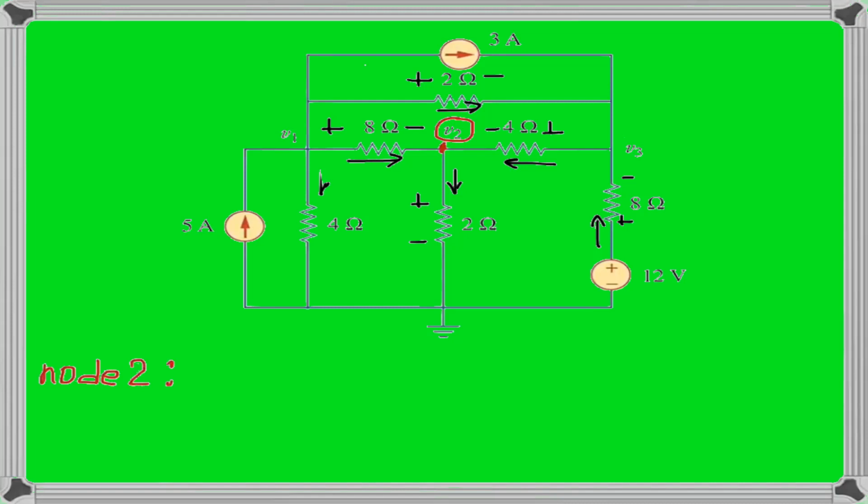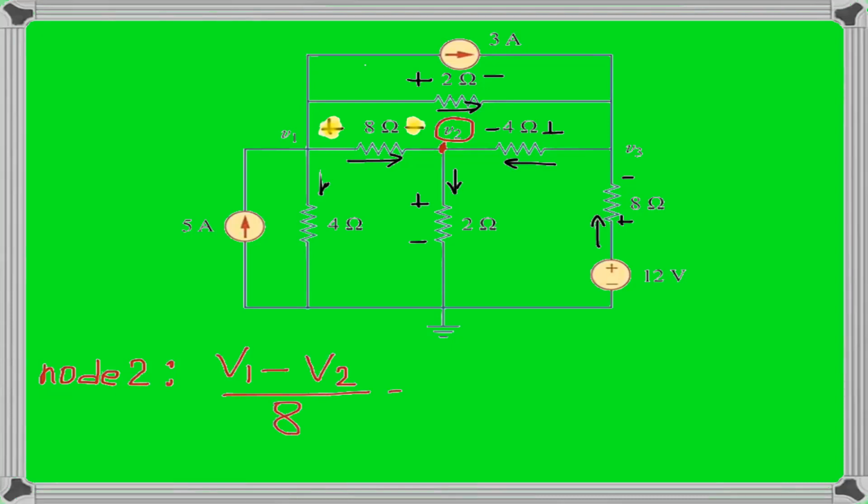The first current is through the 8 ohm resistor. It's coming to the node, so it is positive. So let's start writing the value of this current. Again, voltage at plus is V1 minus voltage at minus is V2 over 8.